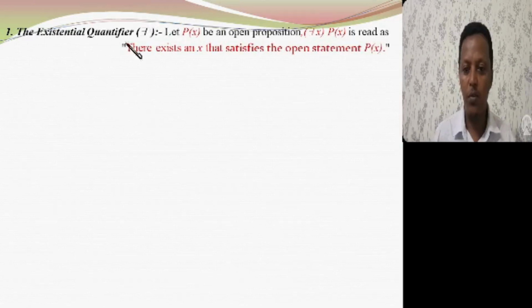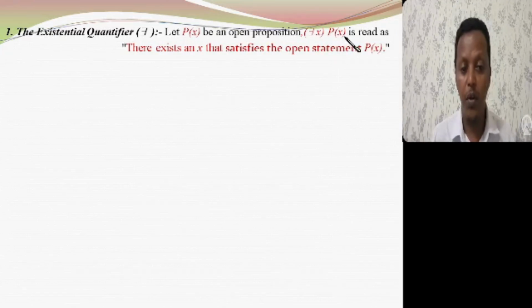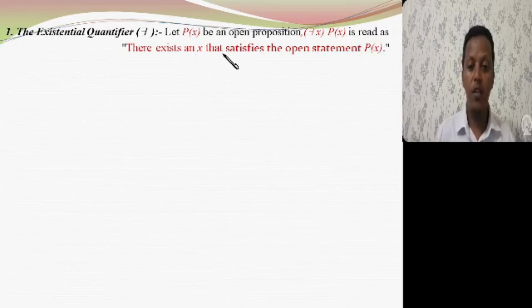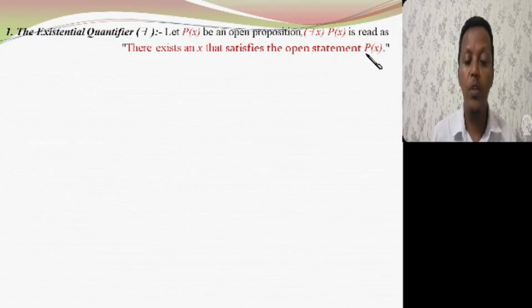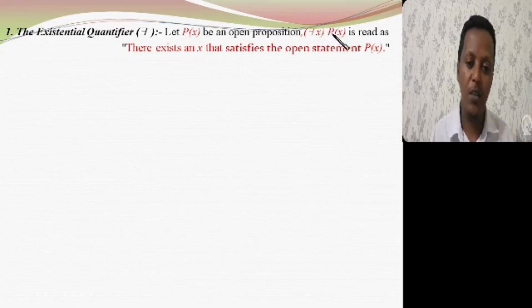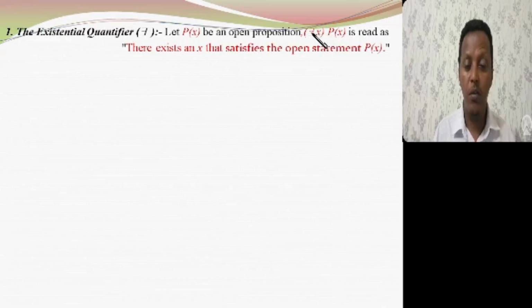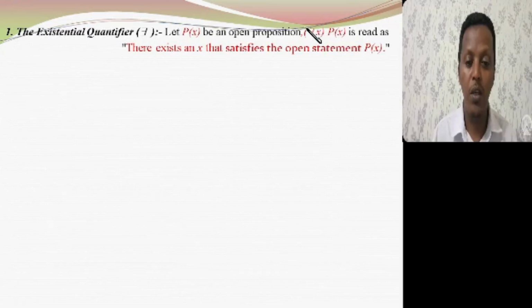For the existential quantifier, let P of x be an open proposition. When you attach the existential quantifier, you write it in this form: there exists x, P of x. The meaning is there exists an x that satisfies the open statement P of x. If you can get at least one x that satisfies the property of P, it will be a true statement.